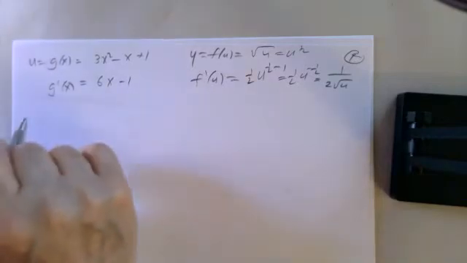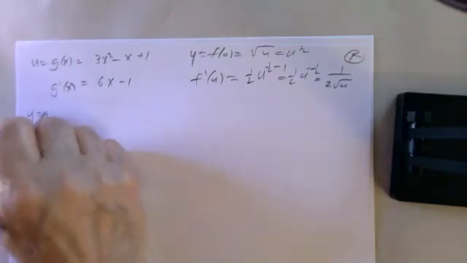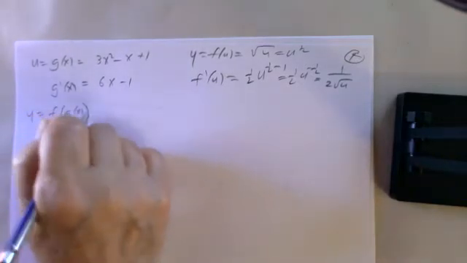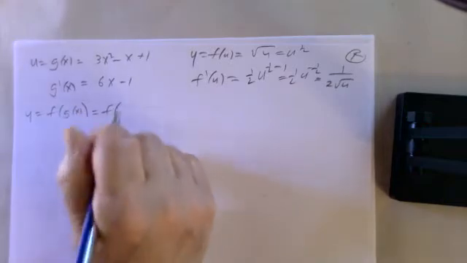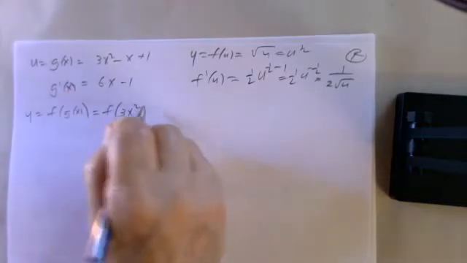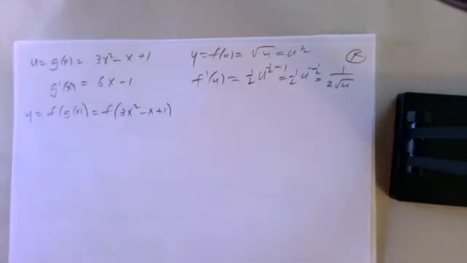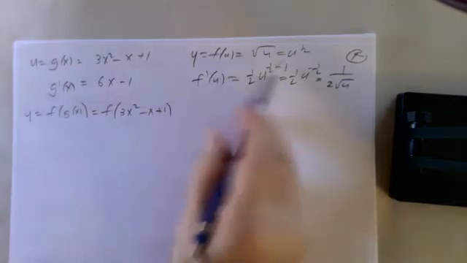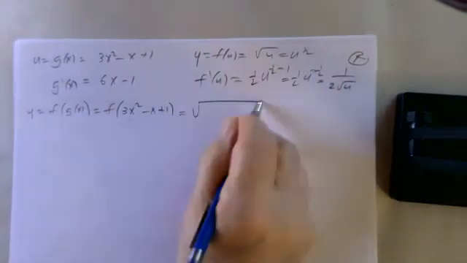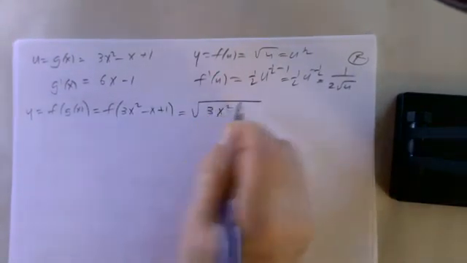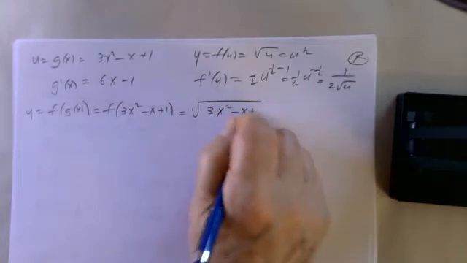What is the composite function? What is y equals f of g of x? So that's f of the number 3x squared minus x plus 1. And what does f do to a number? It takes the square root. So the function is the square root of 3x squared minus x plus 1.